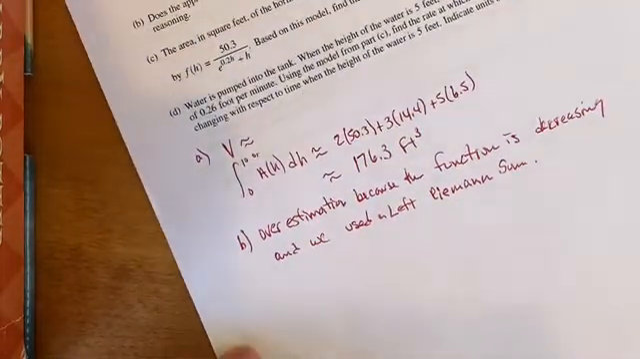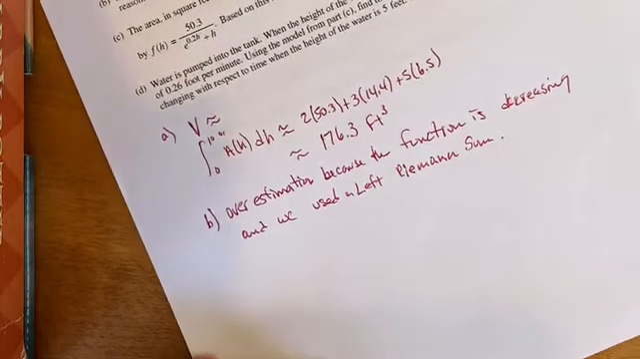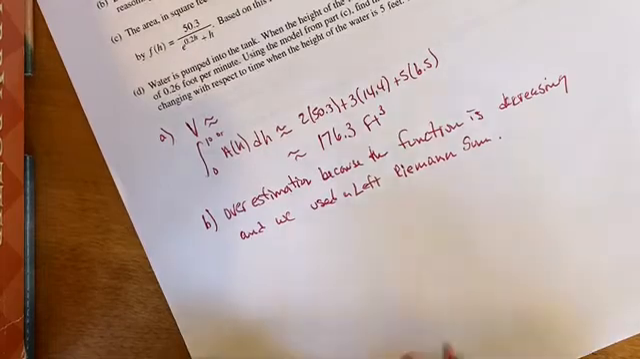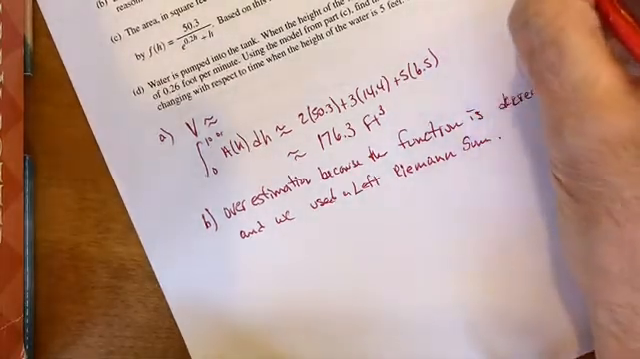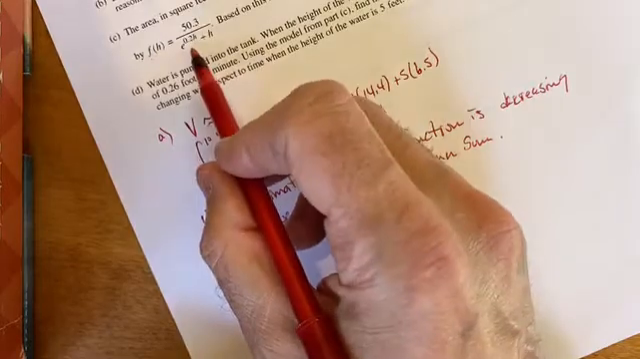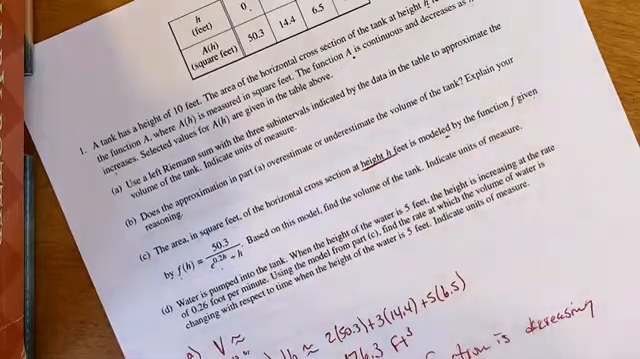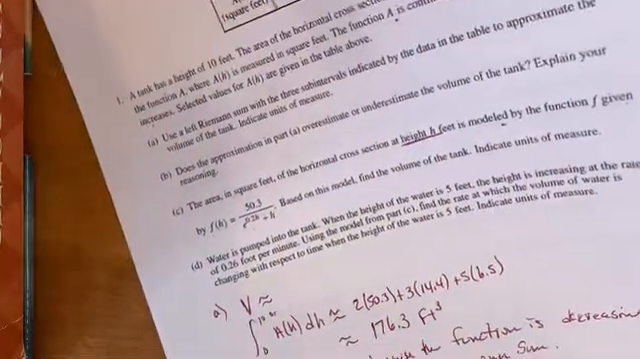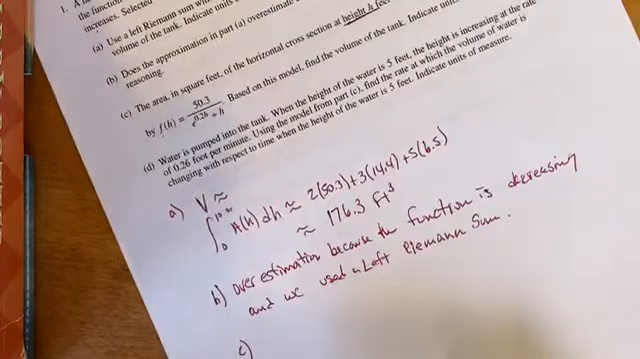Okay. C, the area in square feet of the horizontal cross section at H is modeled by this function. So maybe when we plug these H values in, we get essentially these y values. Oh, I think that's probably true. Anyway, C. Based on this model, find the volume of the tank.